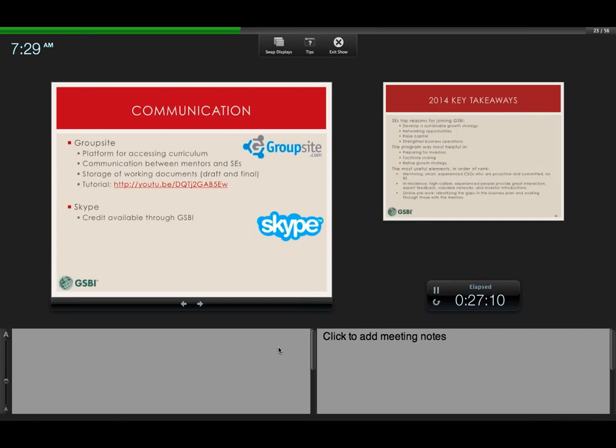Moving on to communication. We do have a platform called GroupSite. This is essentially what we've set up to enable you and your mentors to communicate. Posting on forums is one way to communicate through GroupSite, and you'll be able to access all of the curriculum, all of the modules, all of the templates, all of the deliverables from GroupSite. So if you're wondering, okay, there's something due soon, where do I get it? It's GroupSite. That's where we're posting all important information. This recording that we're making at this very moment will also be available on GroupSite.